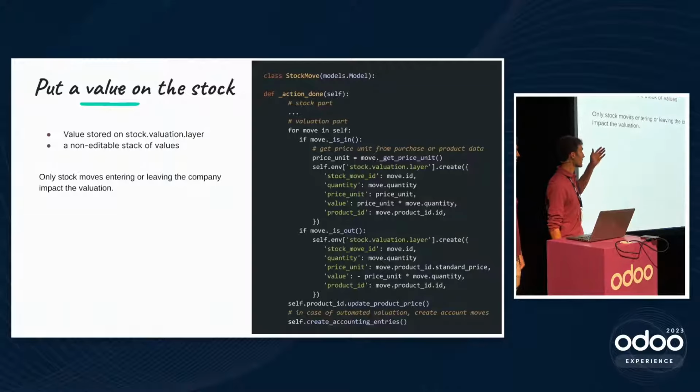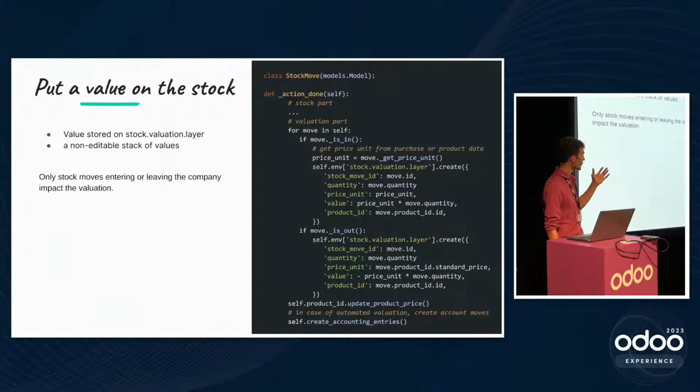So when you validate a stock move in action_done, first it does the stock part, so it adapts the quantities, and then depending on whether the move is entering the company or leaving the company, we will create a new record of the stock valuation layer model with the stock move ID, of course, the quantity we move, a price unit, and a value which is simply the price unit multiplied by the quantity and the product.